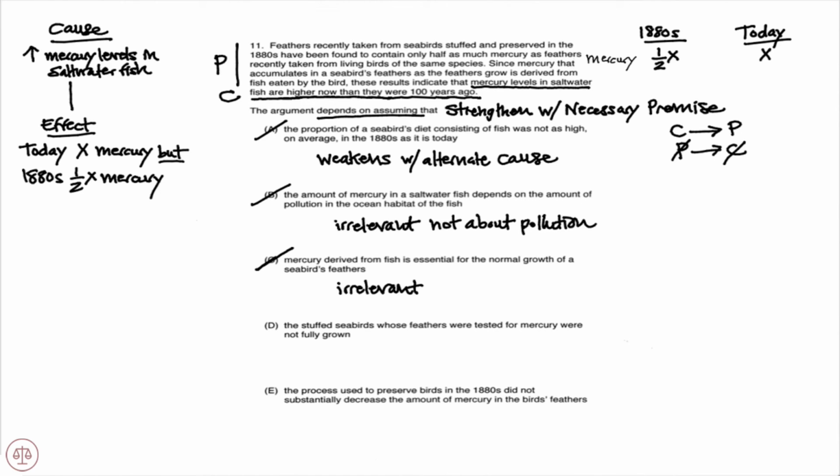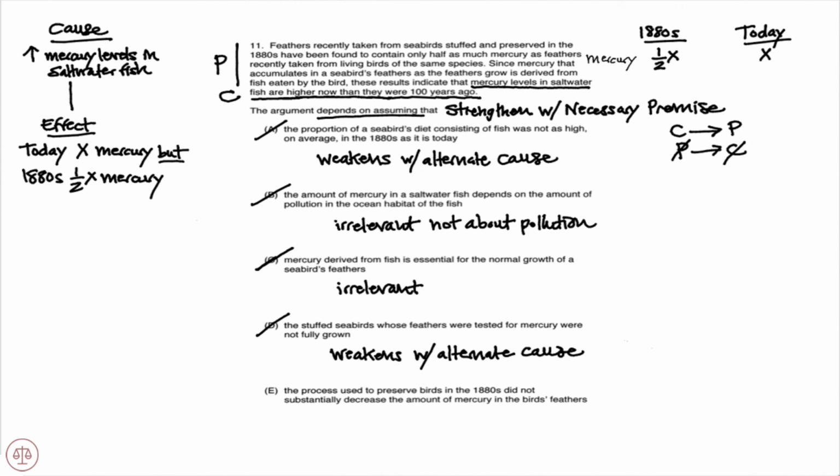Which brings me to D. The stuffed seabirds whose feathers were tested for mercury were not fully grown. And you notice D, just like A, weakens this argument with an alternate cause. It's not that the mercury level in fish is higher today than it was in the 1880s. The reason that we see this difference in mercury level is that the feathers of the birds from the 1880s that we're looking at, that were preserved, were from birds that were not fully grown. So you notice that weakens this argument, so D is out.